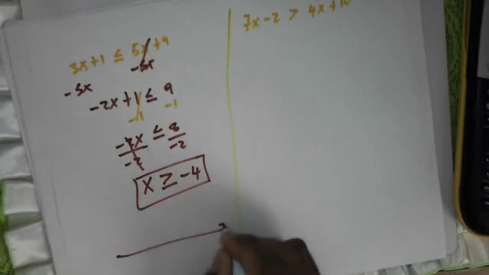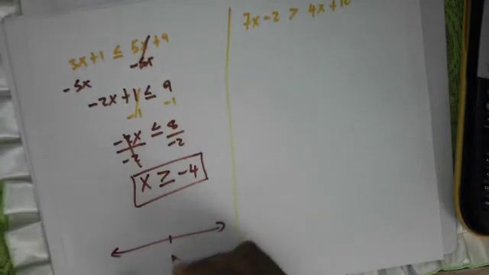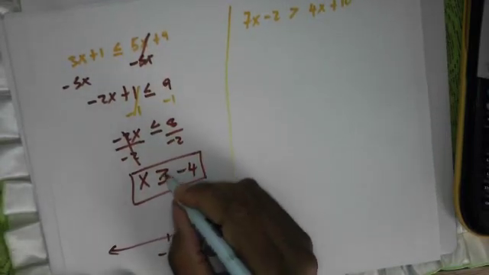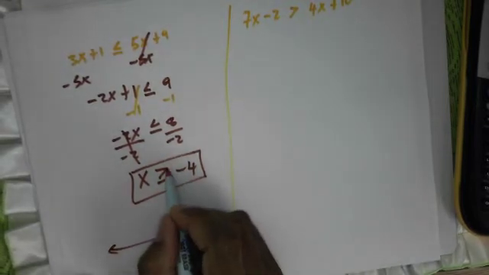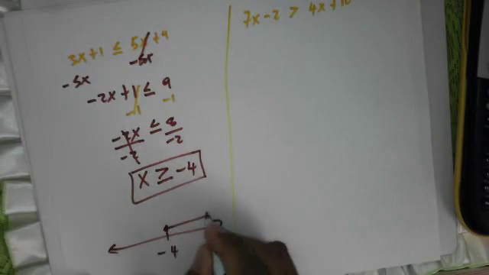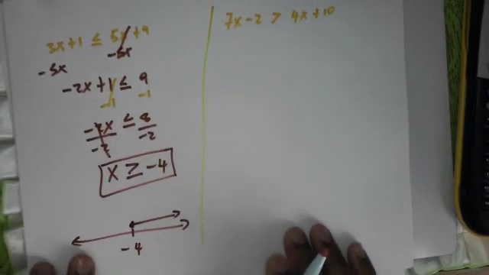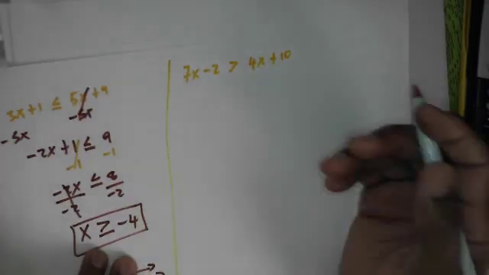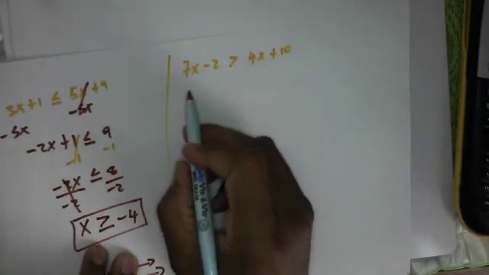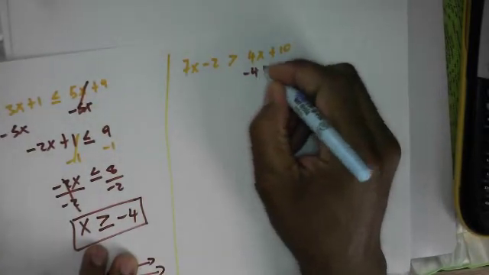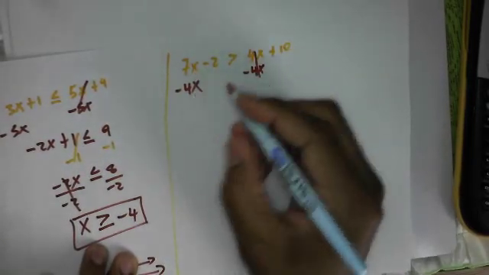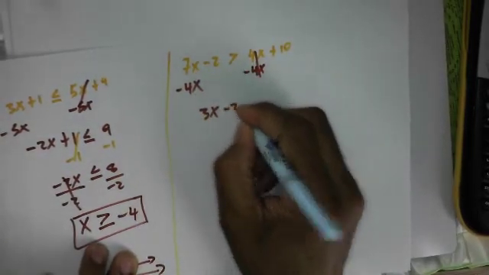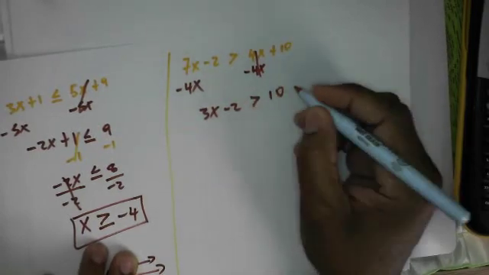And the graph of it, as we said before, our solution is negative 4. Because it is greater than or equal to, we have a closed circle. The tip of the sign is pointing to the right, so my arrow goes to the right as well. And that's the graph of it there. This one is the same thing. We want all our x's to be on the left, so we go ahead and subtract 4x on both sides. So 7x minus 4x, that is 3x minus 2, is greater than 10.